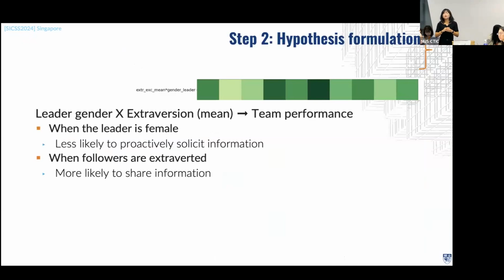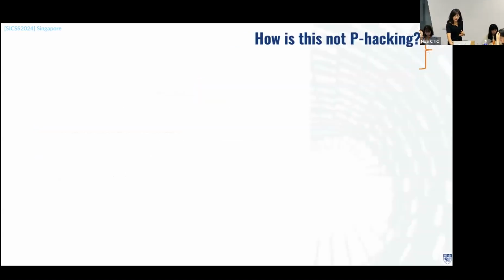So if the followers of the team, the other members of the team, are extroverted, this buffers against the fact that female leaders might not actually proactively ask for information. They're going to share it anyway. So we think this might be the reason that a team would perform better when it's led by a woman, and on average, everyone else is quite extroverted.